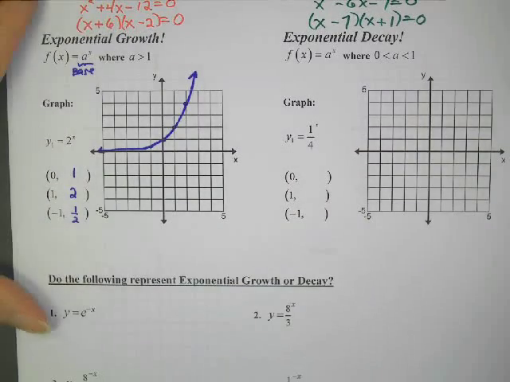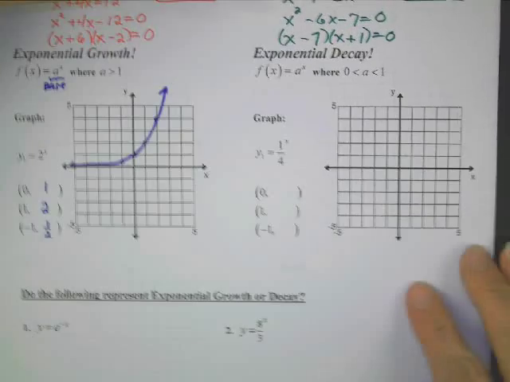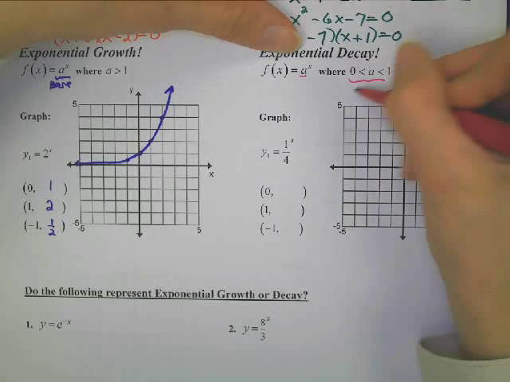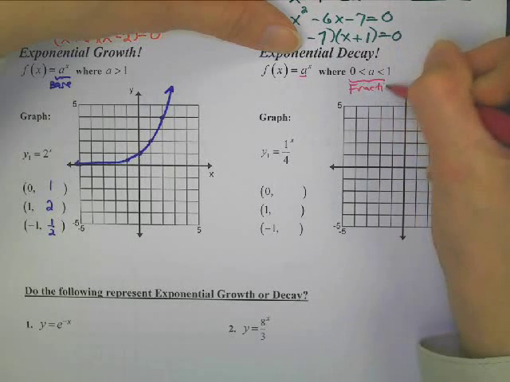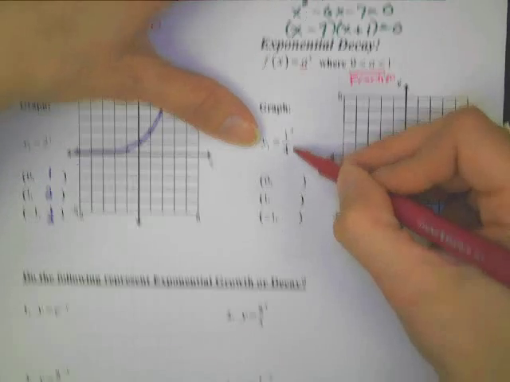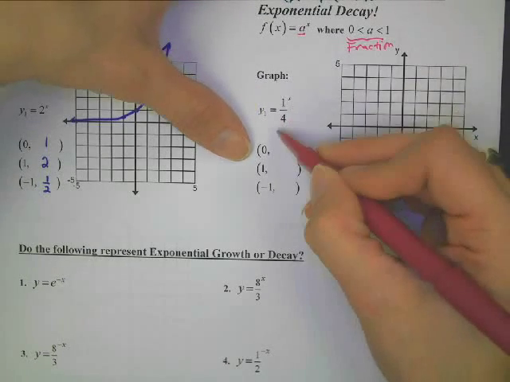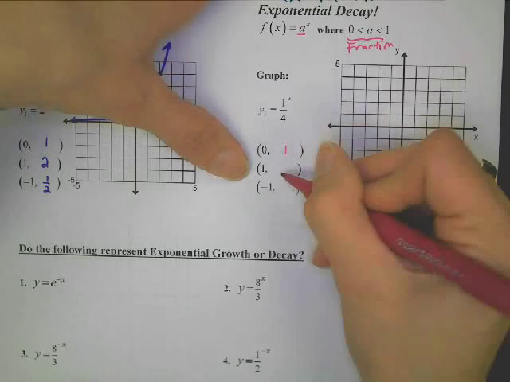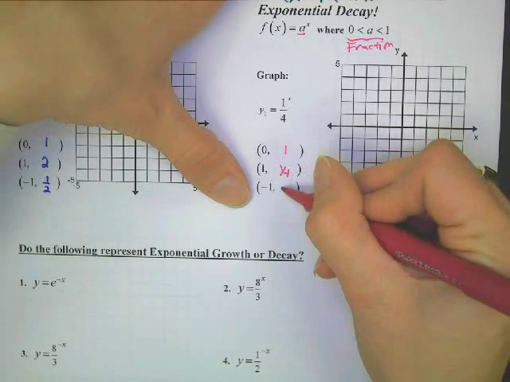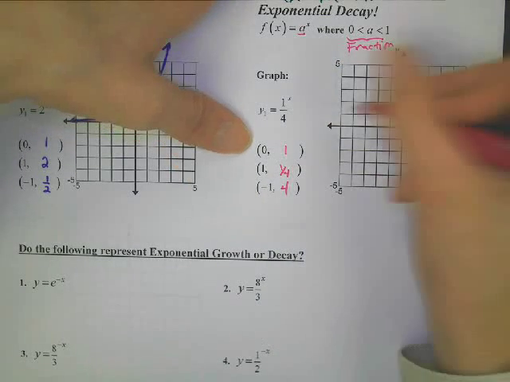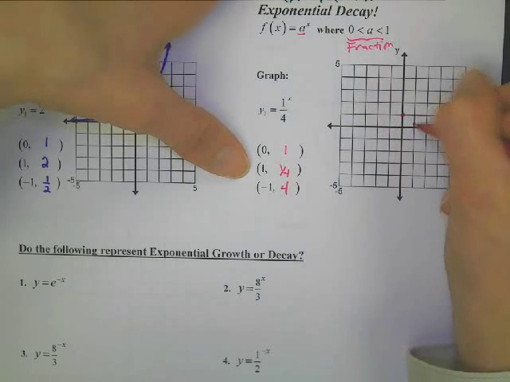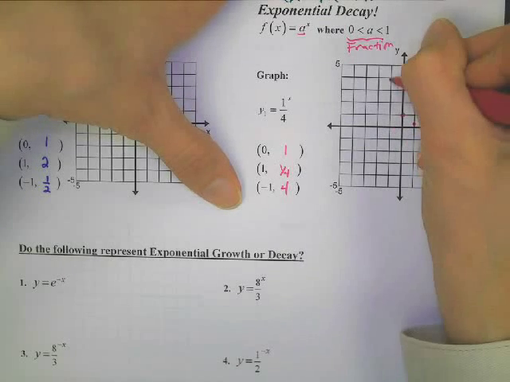All right, how does exponential decay look like? Decay is any time you have a base that is between 0 and 1. Okay, what that means is it's going to be a fraction between 0 and 1, not more than 1. 1/4 is a fraction, so let's plug in 0. 1/4 to 0 makes a 1. Plug in a 1, you get 1/4. Plug in negative 1, you're going to flip and become a positive 4. So what does this look like? 0, 1 is a special point. 1, 1/4. And negative 1 gets the 4.